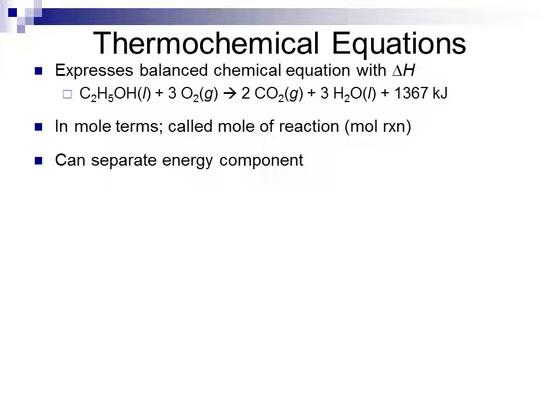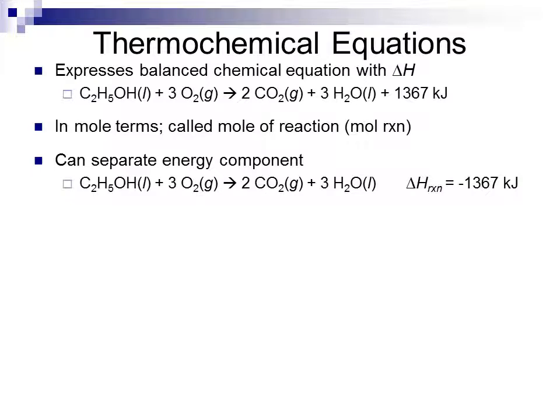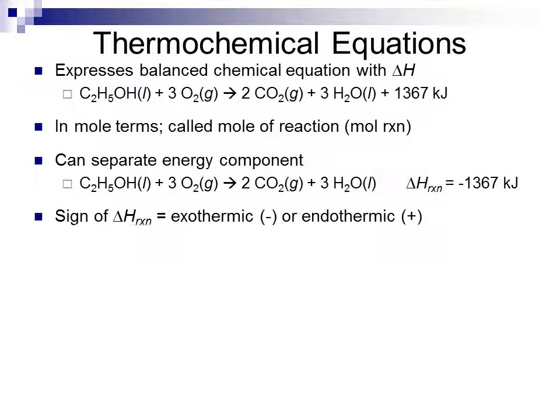This is abbreviated MOL-RXN, or mole reaction. We can separate out the energy component in a thermochemical equation in this format. So if I take the thermochemical equation, express the actual chemical equation on one side, I'll express the change in enthalpy of reaction here as being equal to negative 1367 kilojoules. Now in this case, it is important to look at the sign of the enthalpy of reaction. If it's exothermic, like it is in the equation here, it will be negative. If it is endothermic, it will be positive. If I reverse the reaction, I'll reverse the sign.